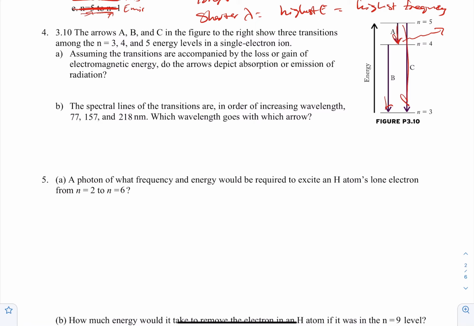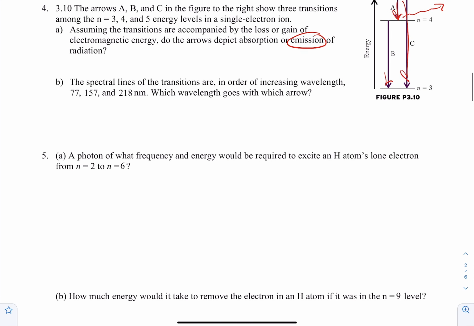Okay, and so that means these are all emission. All right, part B says the spectral lines of the transitions are in order of increasing wavelength, 77, 157, and 218 nanometers. Which wavelength goes with which arrow?